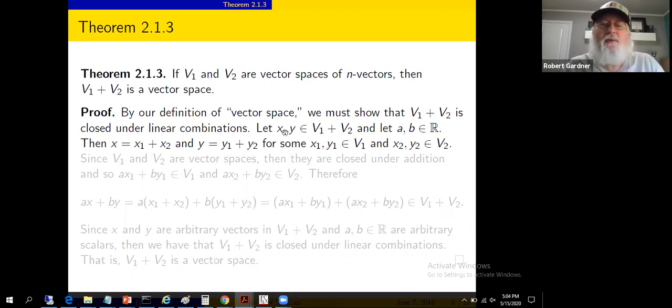Well, if x is in V1 plus V2, what was this again? This was a collection of all vectors of the form element of V1 plus element of V2. So we can take this x vector and write it as x sub 1 plus x sub 2, where x sub 1 is a vector in V1 and x sub 2 is a vector in V2. That's what it means to be in V1 plus V2. And we can do the same thing for vector y. We can write x and y as these types of sums. After all, that's what V1 plus V2 was, a set of vectors.